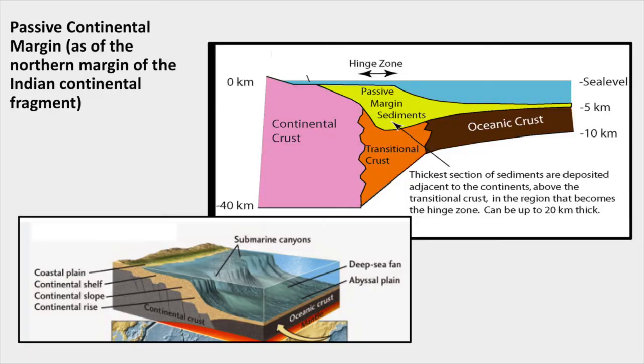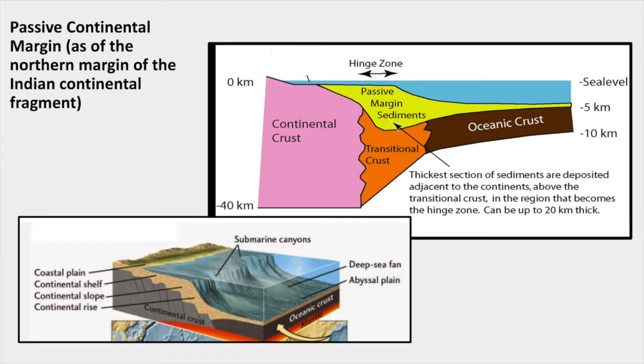Well, we'll call it the Indian fragment because it's a continental fragment that's broken away from Gondwana. On the northern margin of the Indian fragment, you had this passive margin full of sediments which can be as thick as some 20 kilometers of section. And this is what it looked like with the continental shelf, the slope and the rise.